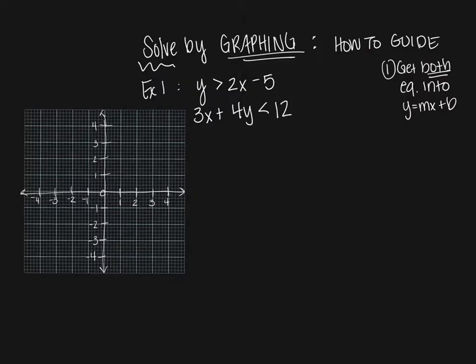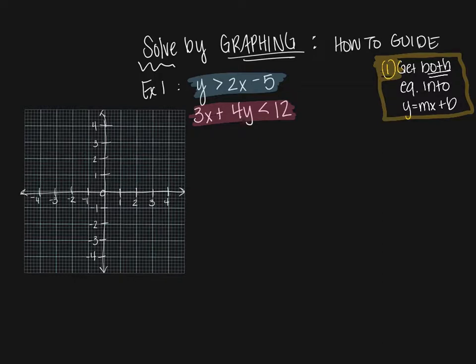All right, let's look at how I'm going to solve by graphing. Let's say I'm given a set of linear inequalities, like y is less than 2x minus 5. And let's make this one our blue. And then let's make 3x plus 4y less than 12 our pink. Before I can graph anything, I have to get both equations into this y equals mx plus b format. Step number 1. So I'm going to have to do some rearranging here.